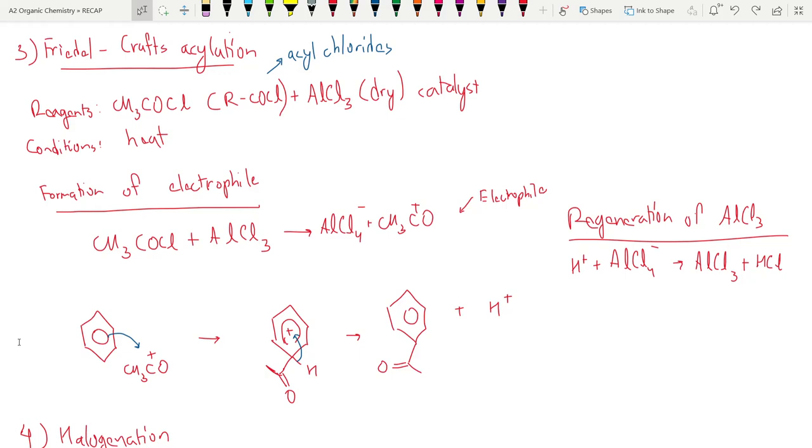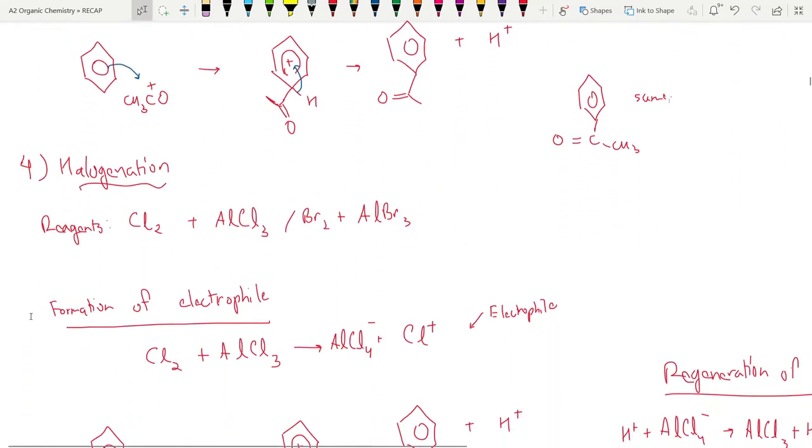I just use skeletal here. Okay, you could also write this as COCH3, same compound. Okay, moving on to halogenation. We need chlorine and anhydrous AlCl3 or bromine and AlBr3. You could also use FeCl3 and FeBr3, they're accepted as well. What is their role? They act as halogen carriers, or they have a catalytic role.